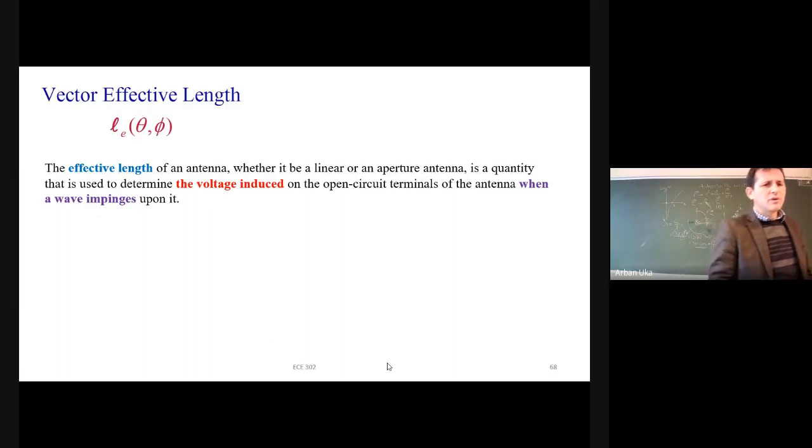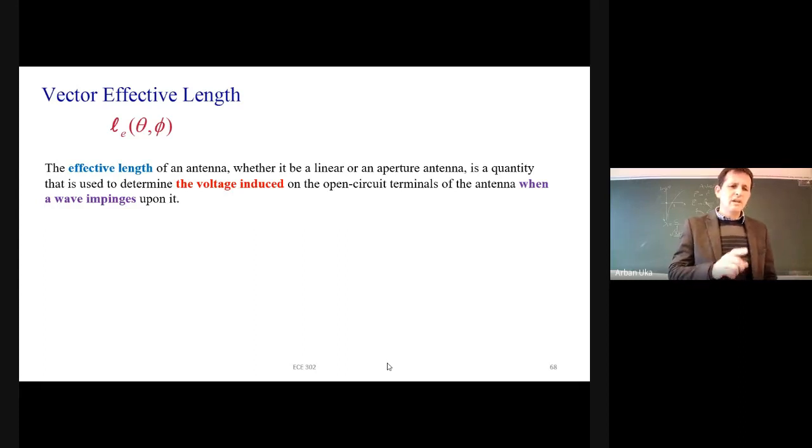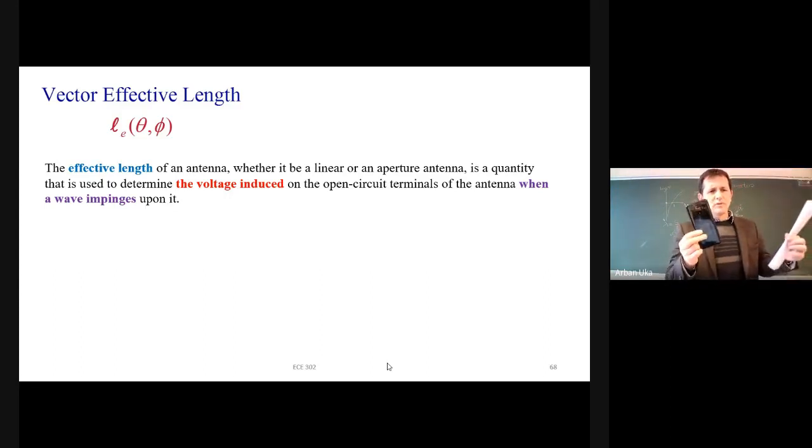Now, another important parameter of antennas is the vector effective length. This is the effective length of an antenna. It's a quantity which is used to determine the voltage induced on the open circuit terminals of an antenna when a wave impinges on it. When a wave is incident on an antenna, an important parameter is the electric field. I'm using this A4 piece of paper just to denote the relative size of the antennas, and a cell phone is also a very good equivalent when we discuss the size of antenna components. So let's take the cell phone because we are more used to it as a communication device.